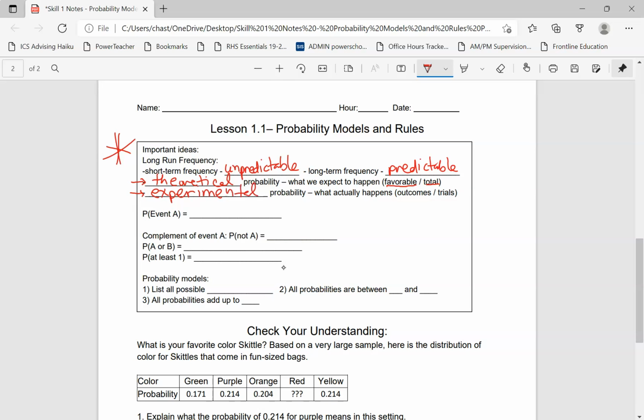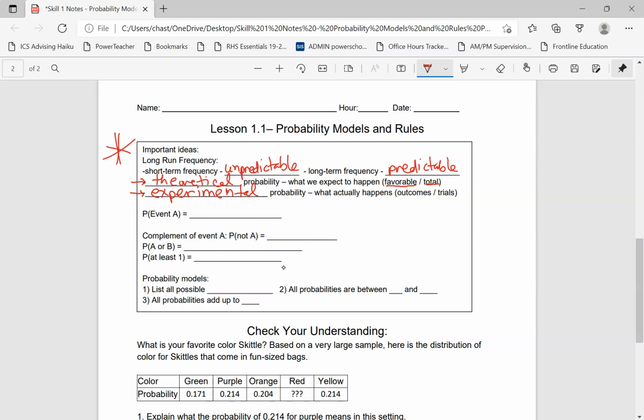The main difference between theoretical and experimental is that for an experiment, you have to actually do something. So experimental probability is what actually happens. It's outcomes over trials. A way to think about that is, let's say you're actually flipping a coin and you want to see the experimental probability that your coin will land on tails. Let's say you flip the coin 20 times and it lands on tails 15 times for whatever reason. Your experimental probability of getting tails is 15 out of 20.